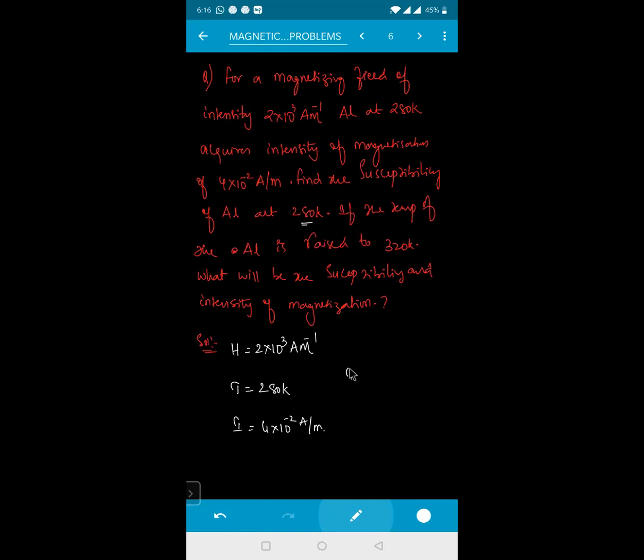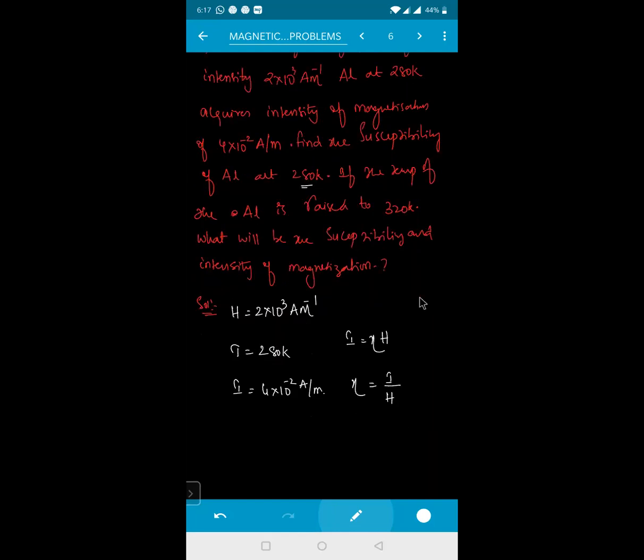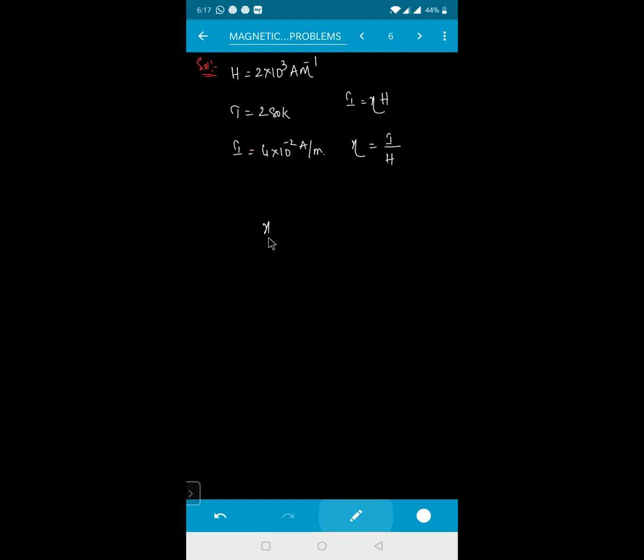Susceptibility, what is the formula? I is equal to susceptibility into H. So susceptibility is equal to I by H. The I value is 4 into 10 to the power of -2 divided by H, and the H value is 2 into 10 to the power of 3.